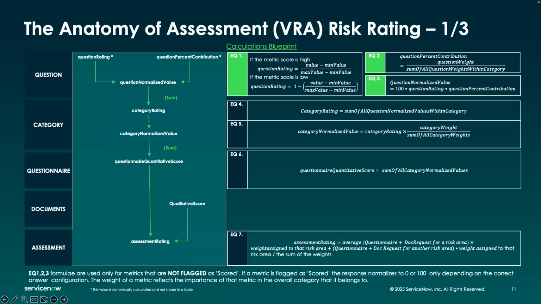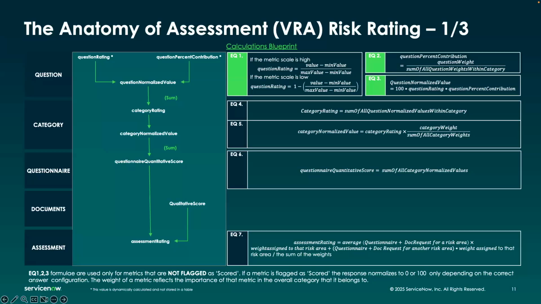Document requests behave slightly differently. Instead of a quantitative calculation, their qualitative rating is based on the response to the default question. Basically, do you have this document? No numeric score drives this. However, assessors can override the risk rating if they feel the situation warrants it.